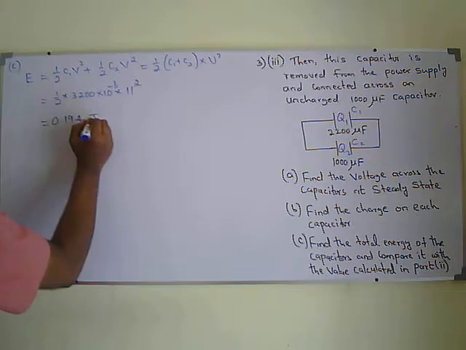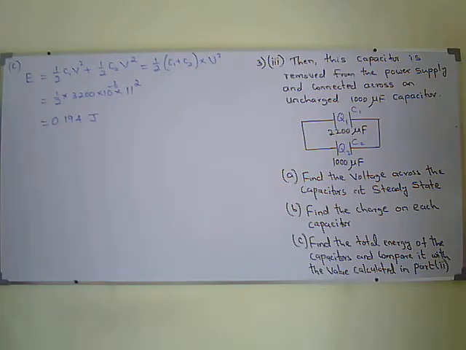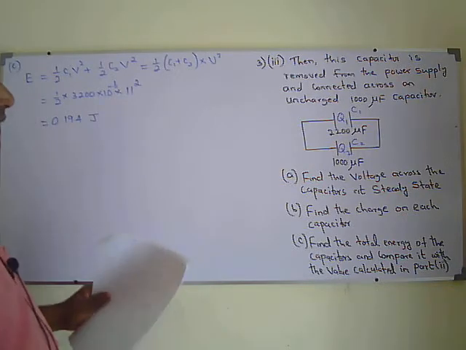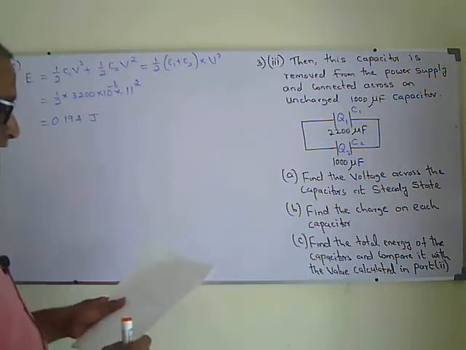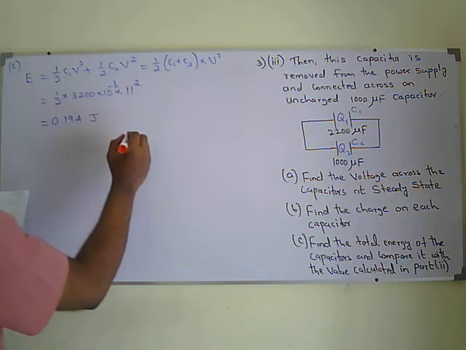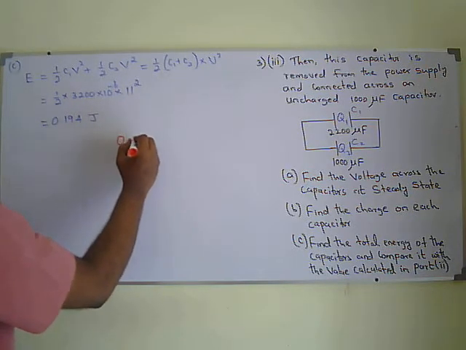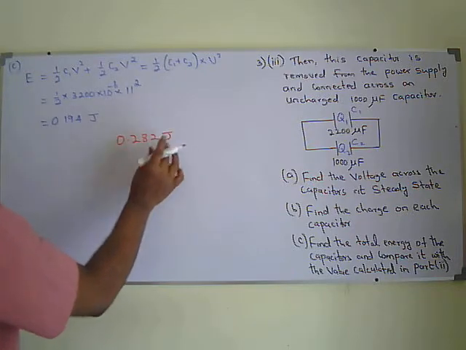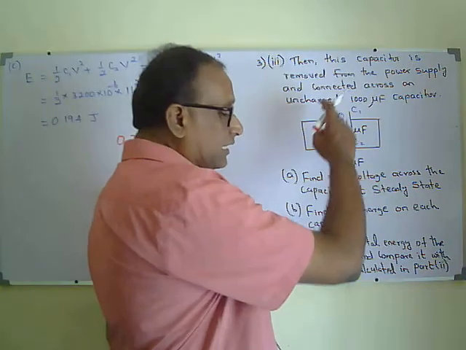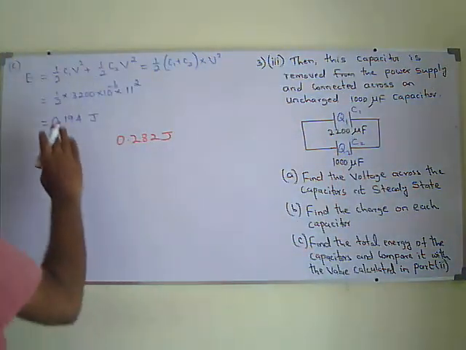That will be 0.194 joules. But in the second part, we found the total energy stored in the 2200 microfarad capacitor when it was charged. It was 0.282 joules. Now the energy is less. So what's the reason? Now the total energy dropped. What's the reason the total energy dropped?